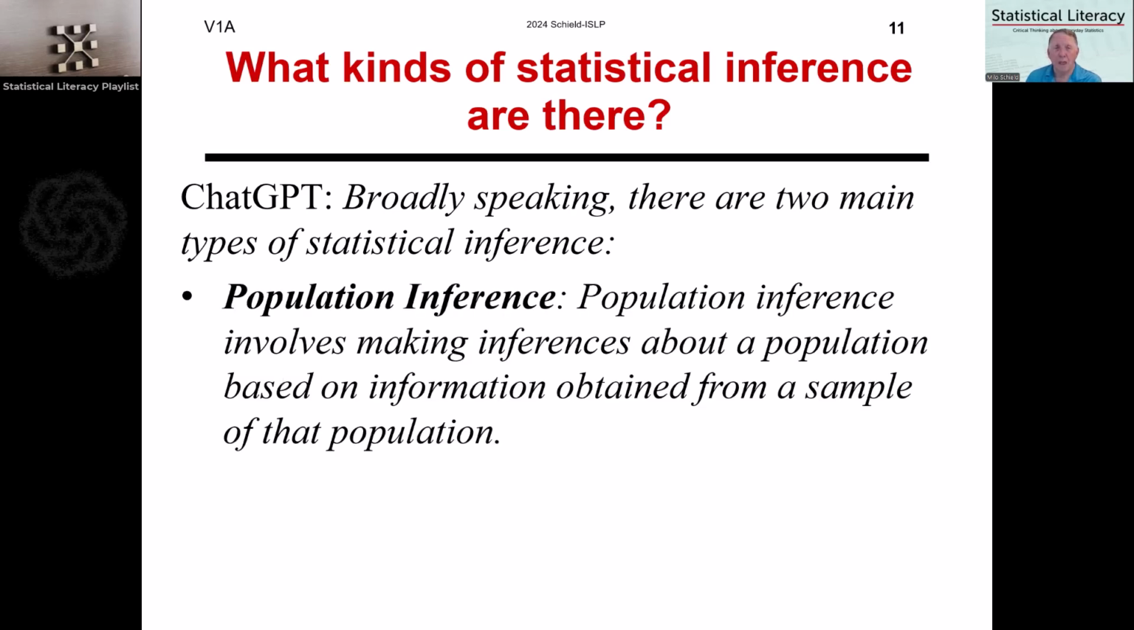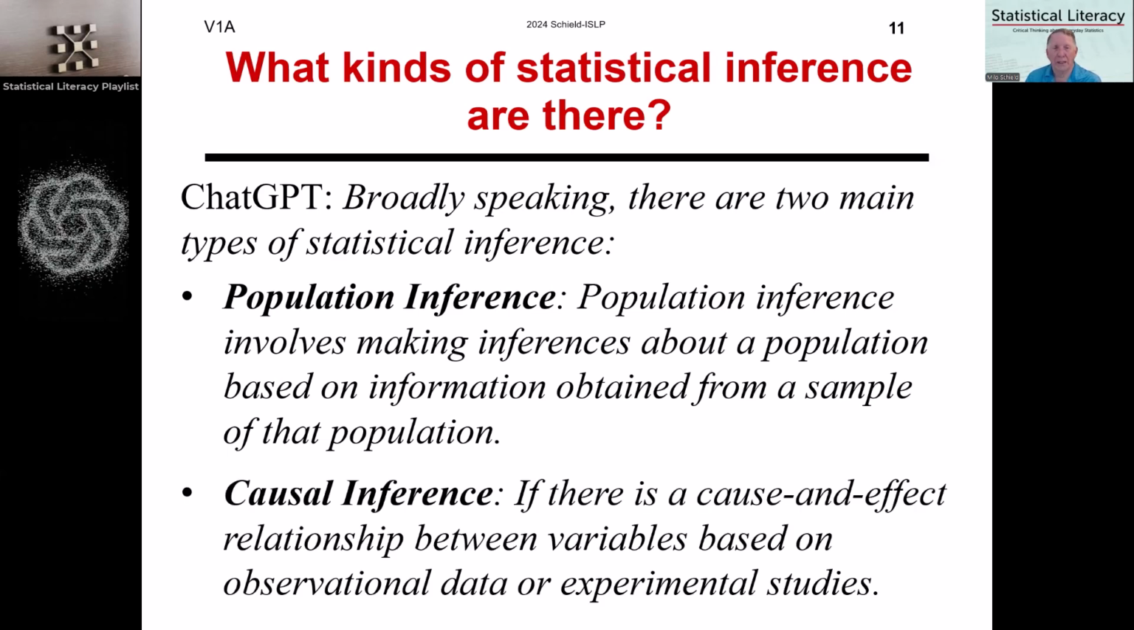Number one, population inference. I don't think I've ever seen that phrase, but I understand it. Yes, we're making inferences about a population based on data from a sample. That's true. But as a statistician, I'm saying, well, that's what I mean when I say statistical inference. What's the other kind? Chat said, causal inference. I said, well, yeah, we do that in random assignment, but you're saying based on observational data? That's a different place.